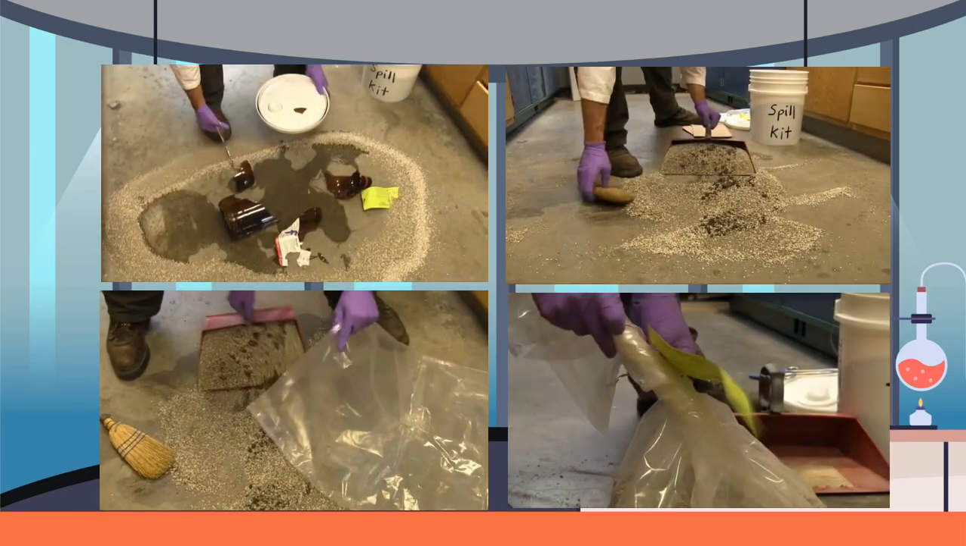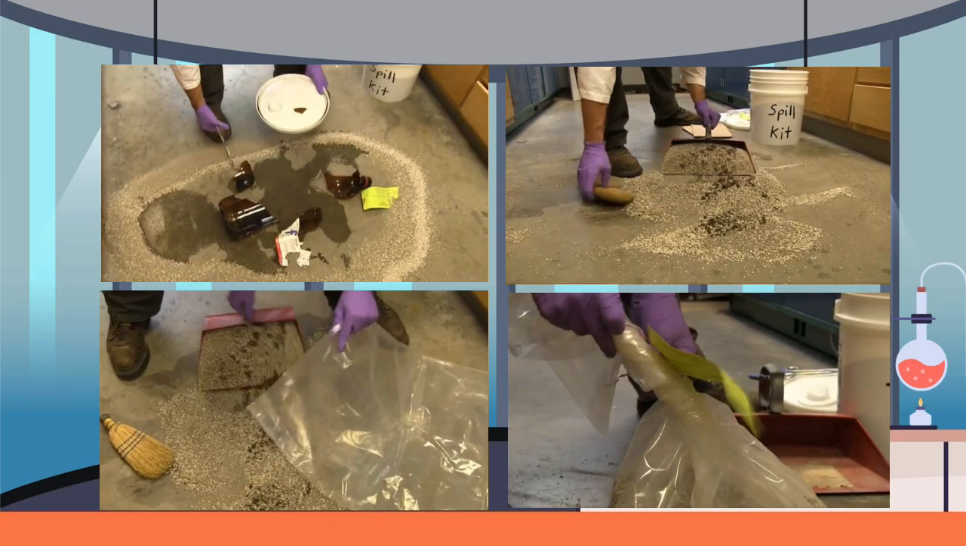Now, we're ready for the floor dry. The trick here is to work from the outside in. This keeps the liquid pushed toward the center so it doesn't spread. Pour the floor dry over the spill until it's completely covered and then just hang out for a few minutes. You want to give that material enough time to really soak up every last drop.